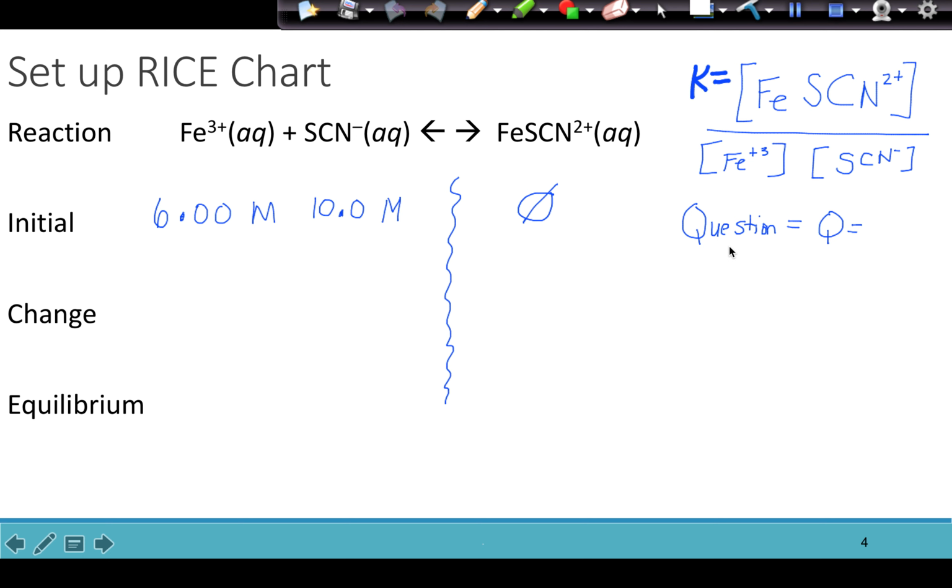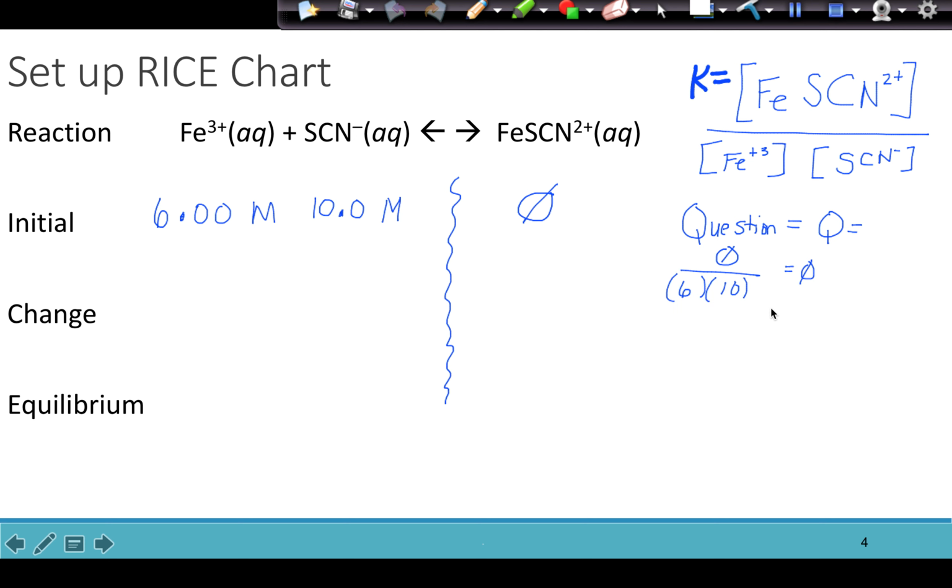And if we're not at equilibrium, which way do we have to shift in order to reach equilibrium? So our Q is going to equal the initial concentrations of products and reactants plugged into the K expression. So for our purposes here, our Q equals 0 over 60, which is equal to 0.